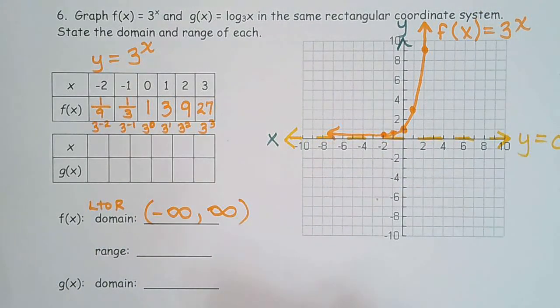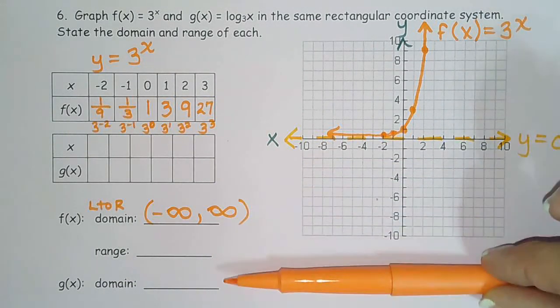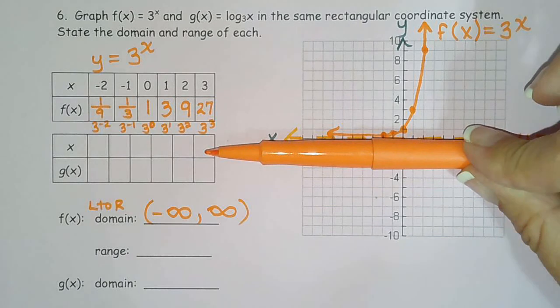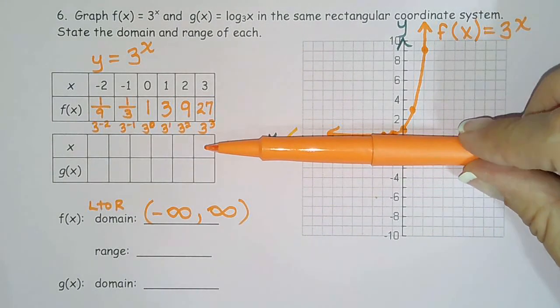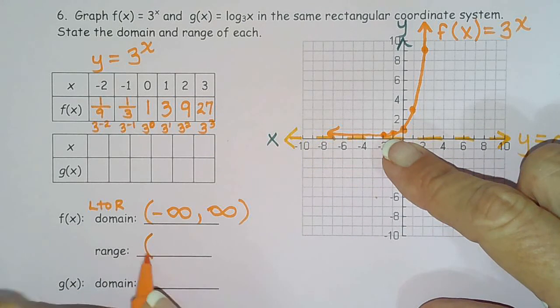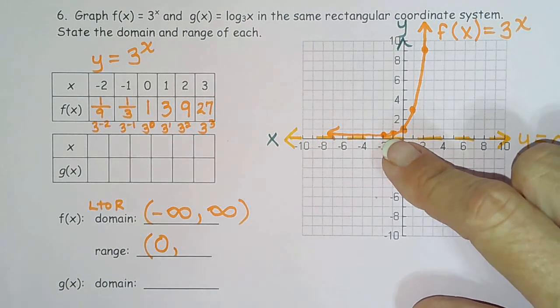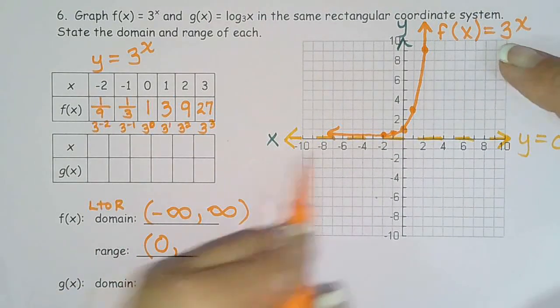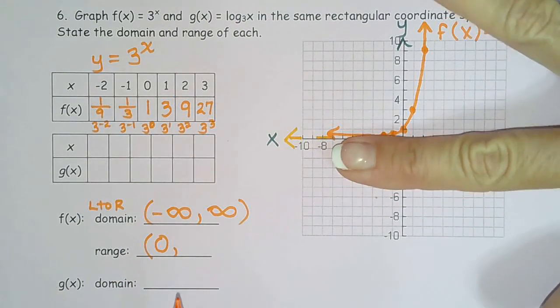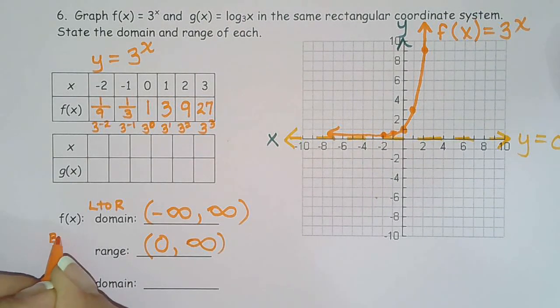The range, not the same. Because if you look down here, there's no y values down here. So the lowest y value is right above 0. So remember how we said it can't touch the x-axis? That means y can never be 0. But it can be everything above there. So 0, bottom to top, infinity. So range is always bottom to top.